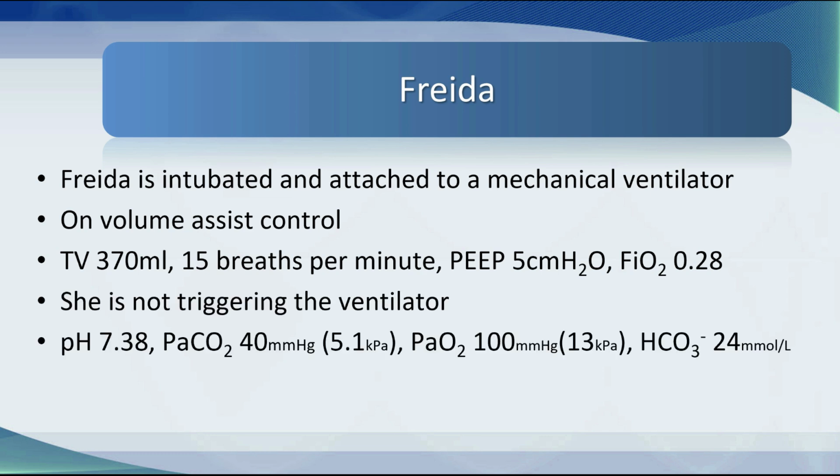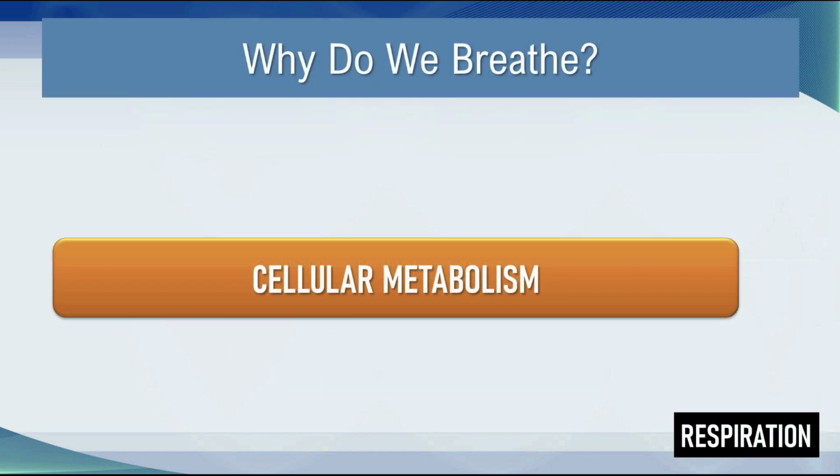Her blood gas reveals a pH of 7.38, CO2 of 40 millimeters of mercury, that's 5.1 kilopascals, PO2 of 100 or 13 kilopascals, with a normal bicarbonate. Here's the thing. Why isn't Freida breathing? And this brings us to the question of, well, why do we breathe?